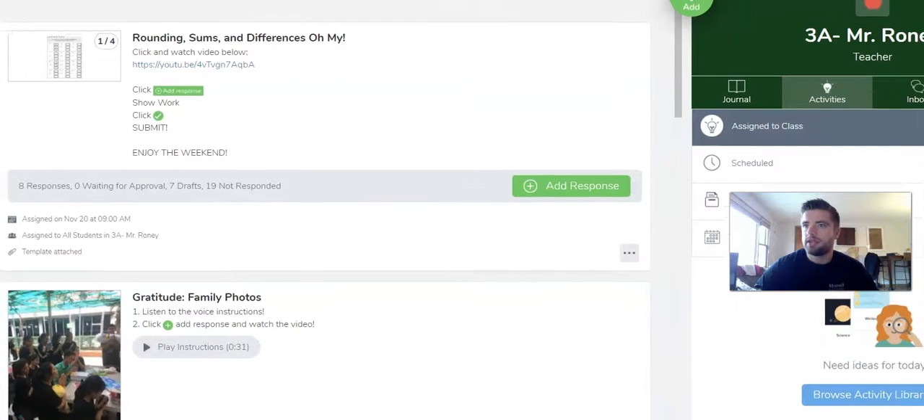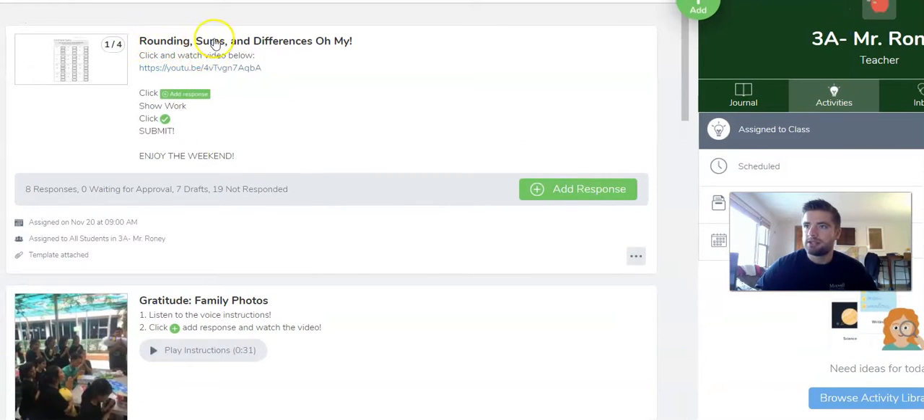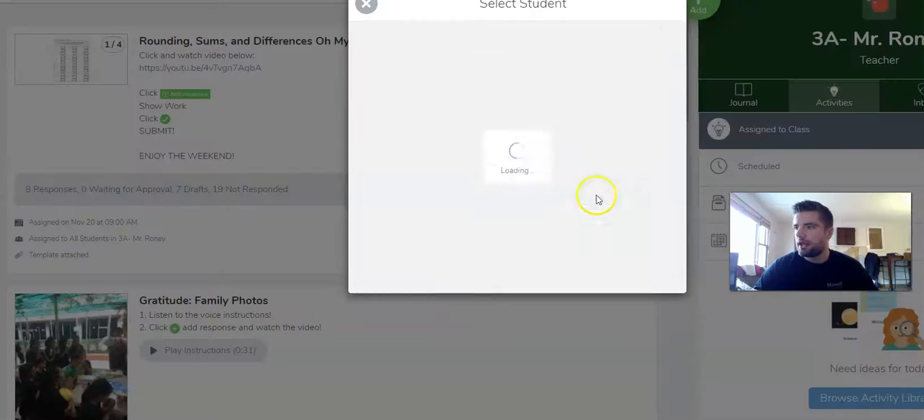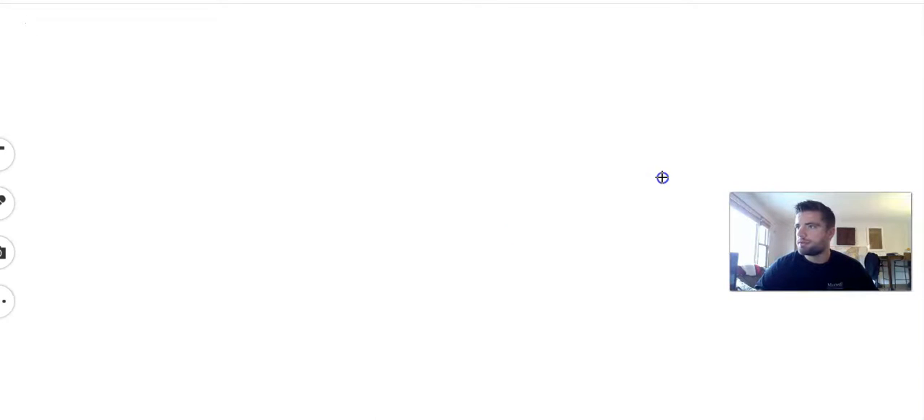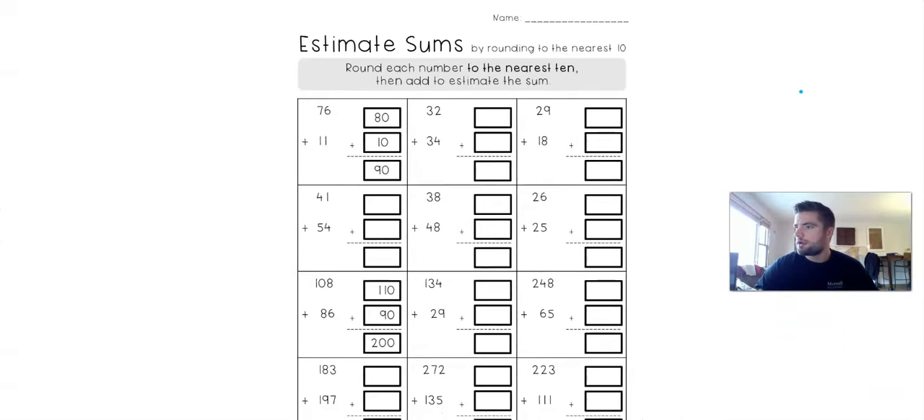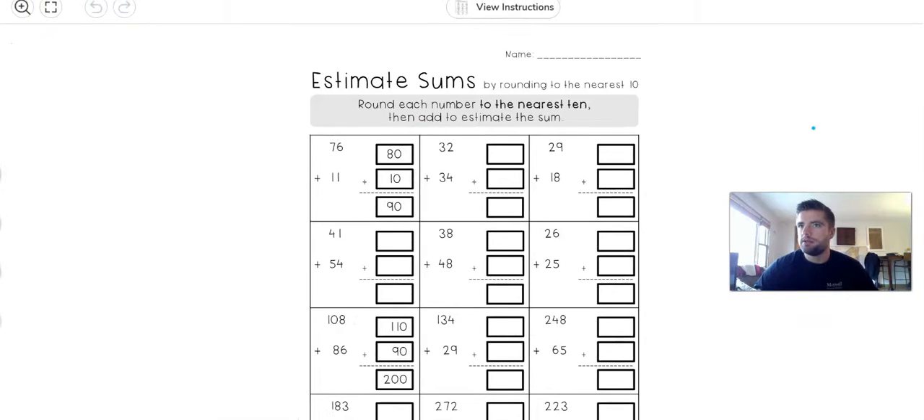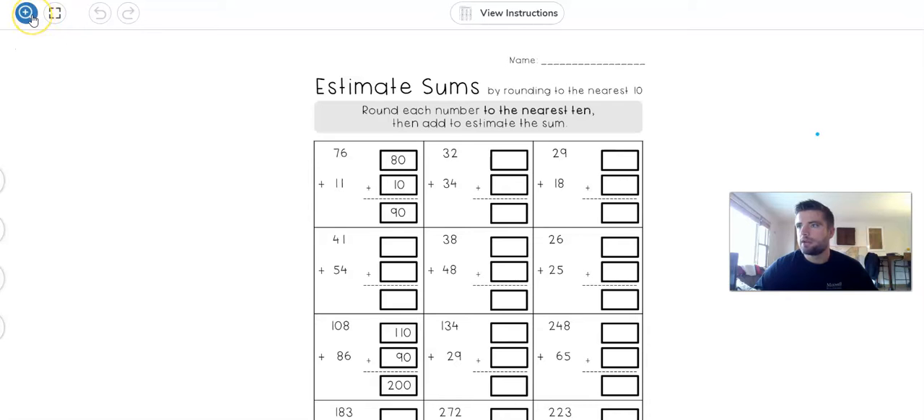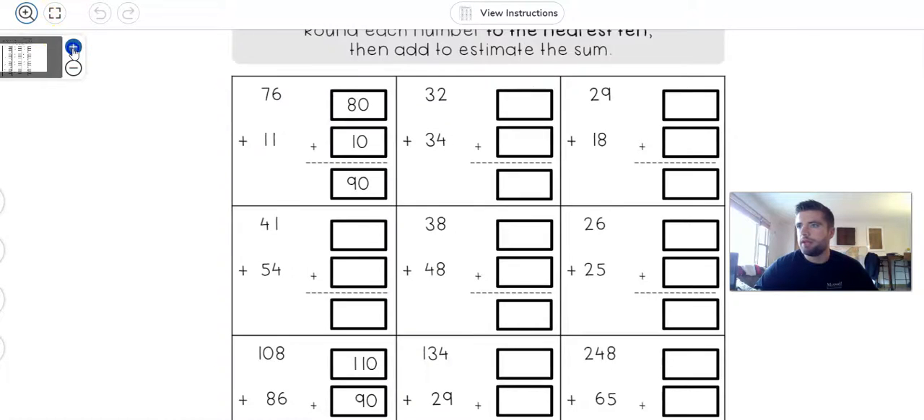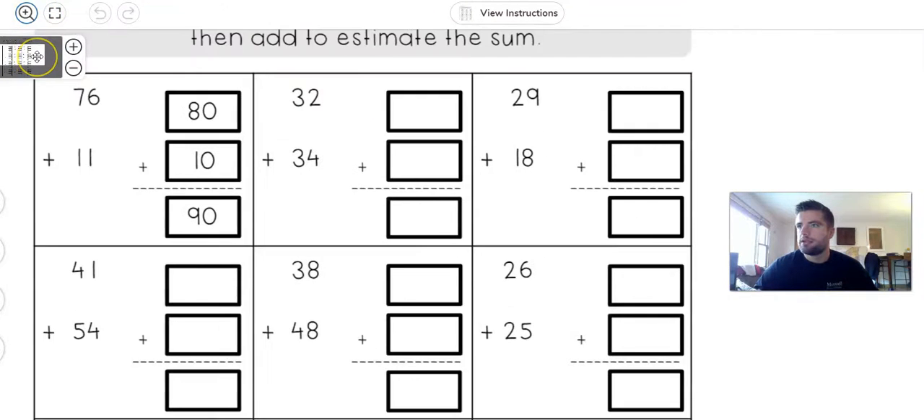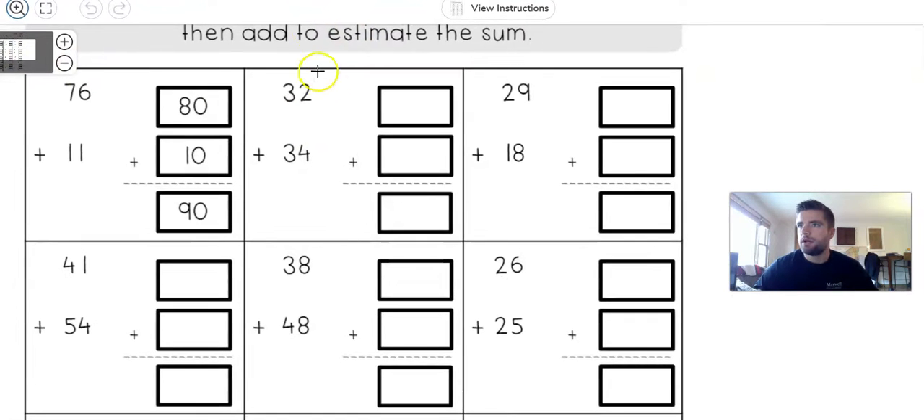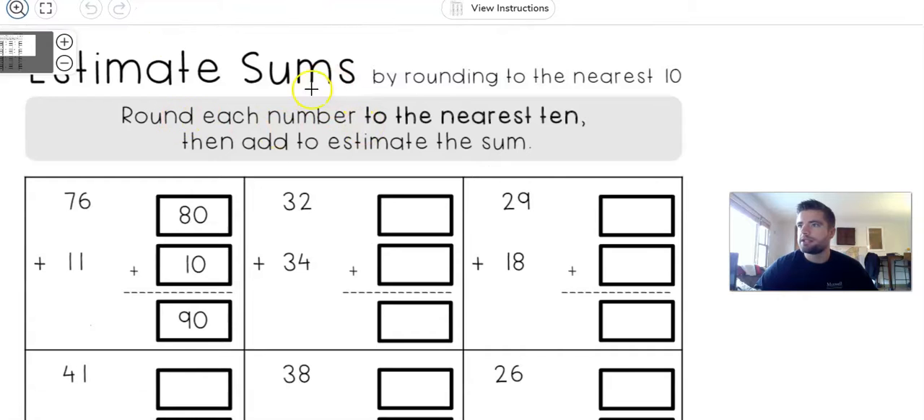I want to look at this assignment called Rounding Sums and Differences. And I'll go through and do this as a sample student here. So your child will have something that looks like this. And I know it's small. What they can always do is up here in the left-hand corner, make it a little bit bigger to make it easier to write on. All right, so what I would do on this one is first read the directions. Estimate sums by rounding to the nearest 10.